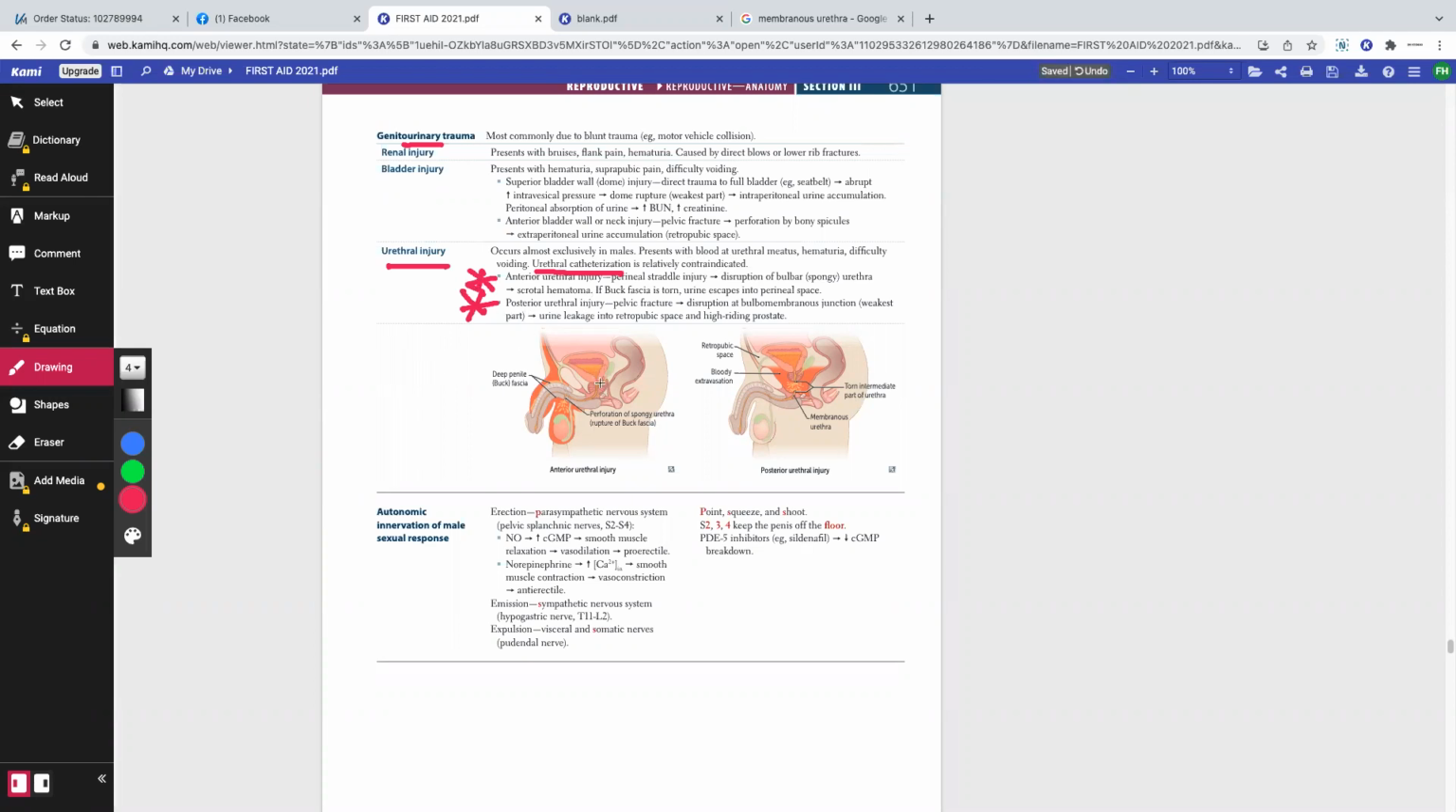Also remember that the urethra in the prostate is called the prostatic urethra. Over here, this is called membranous. This is bulbous, and this is penile. Okay, so that's it. Next one is bladder injury.